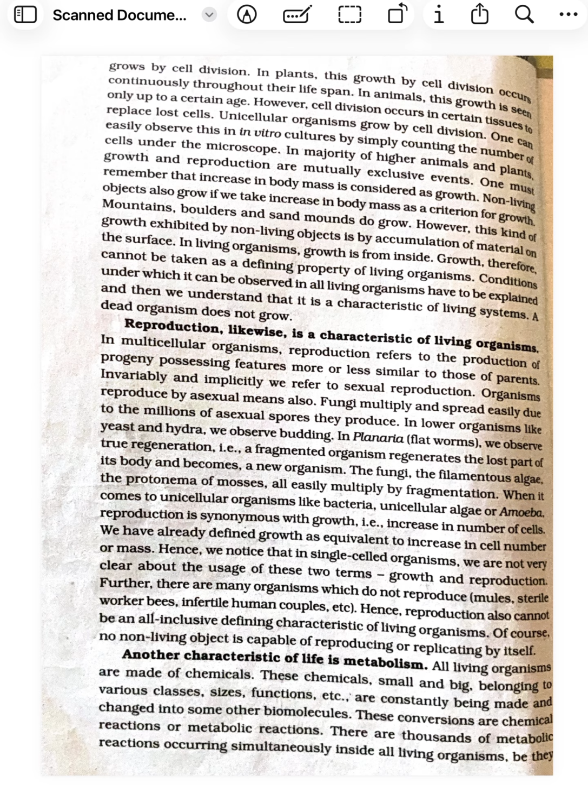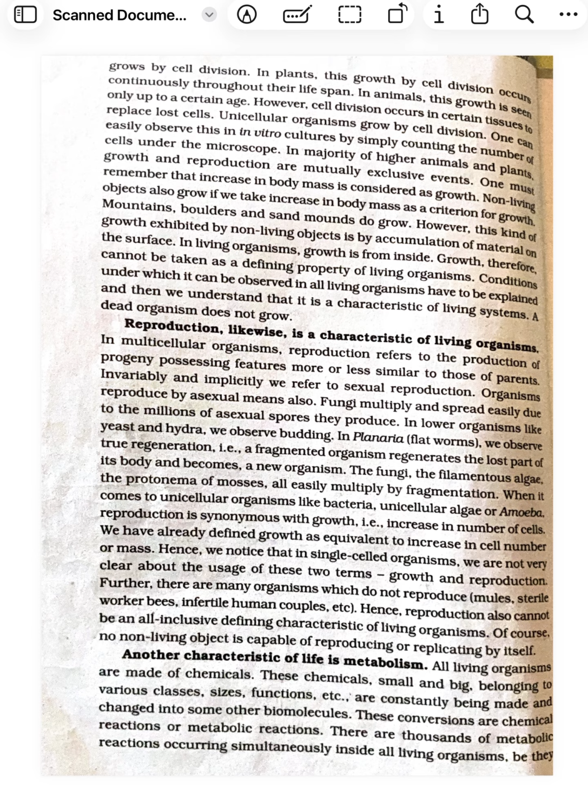Sometimes reproduction also needs growth, but it is not connected. Growth may not require reproduction. So normal cells also show growth, but it is not necessary that reproduction is also taking place at the same time. That is the meaning. One must remember that increase in body mass is considered as growth. Non-living objects also grow if we take increase in body mass as a criterion for growth.